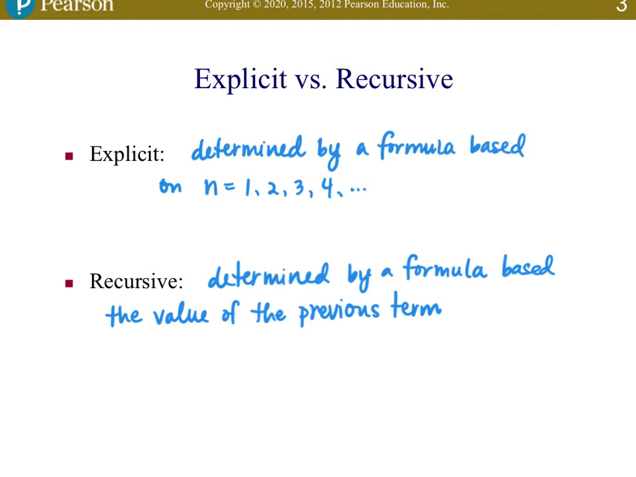It's not based on 1, 2, 3, 4, where you're plugging in numbers in a specific numerical order where you don't skip any integers. Your values are going to jump around. They could switch from positive to negative very easily, and it's always based on the next term being generated by the previous term.